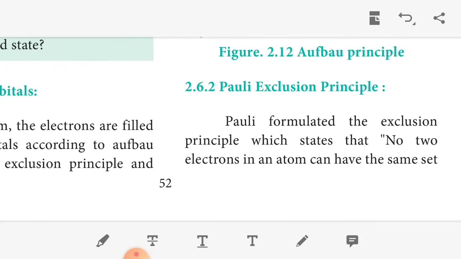The next one, Pauli exclusion principle. It may be asked in a 2 marks question. Write the statement of the Pauli exclusion principle. What is meant by Pauli? No two electrons in an atom can have the same set of values for all 4 quantum numbers. It means each electron must have a unique set of values of the 4 quantum numbers, n, l, m and s.